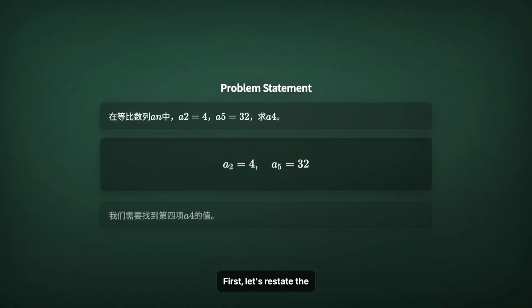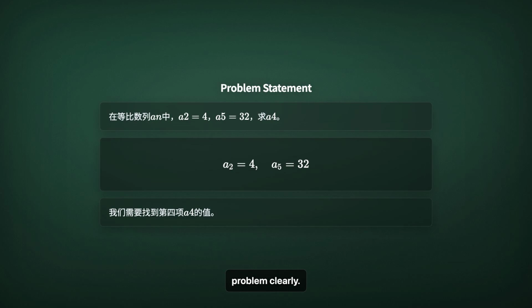First, let's restate the problem clearly. We have a geometric sequence denoted as a sub n. The given values are a sub 2 equals 4 and a sub 5 equals 32. We need to determine a sub 4.